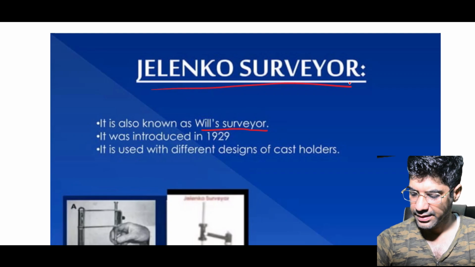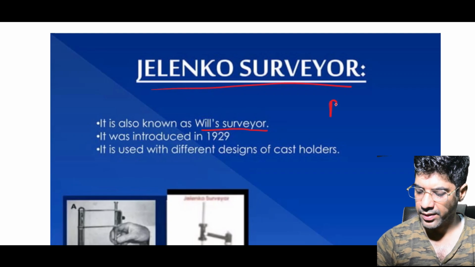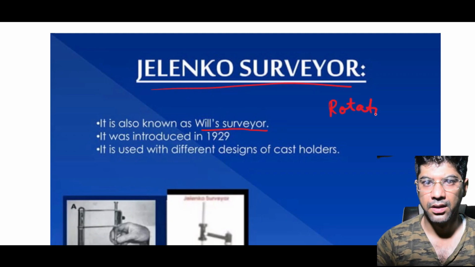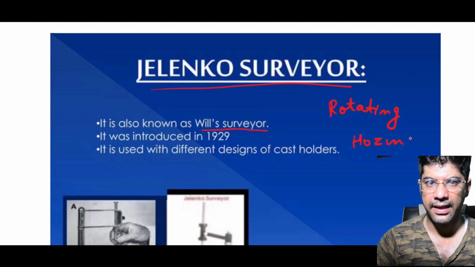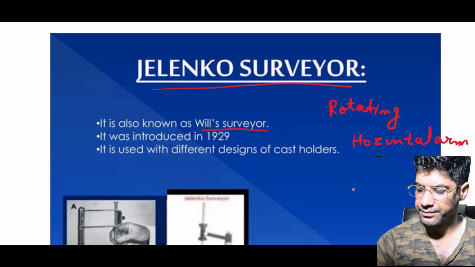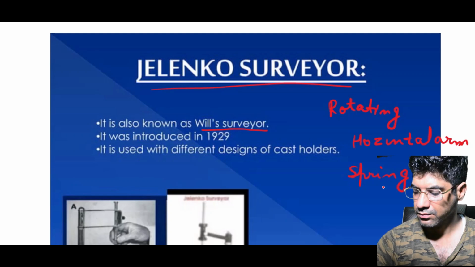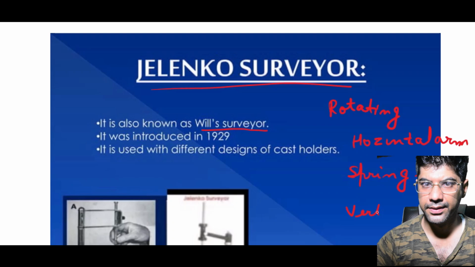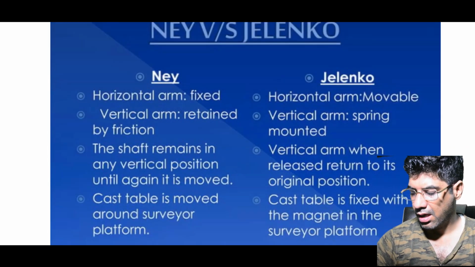The second is the Wills surveyor. It is also known as the Jelenko surveyor. It was introduced by Wills in 1929. This surveyor has a rotating horizontal arm and a spring loaded surveying arm.